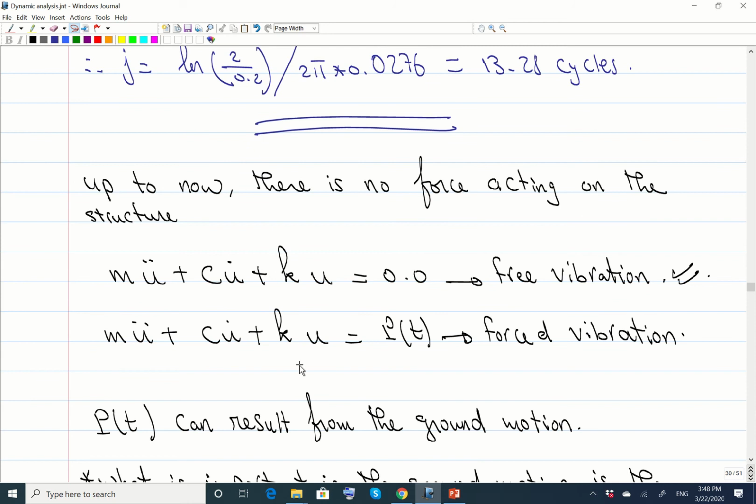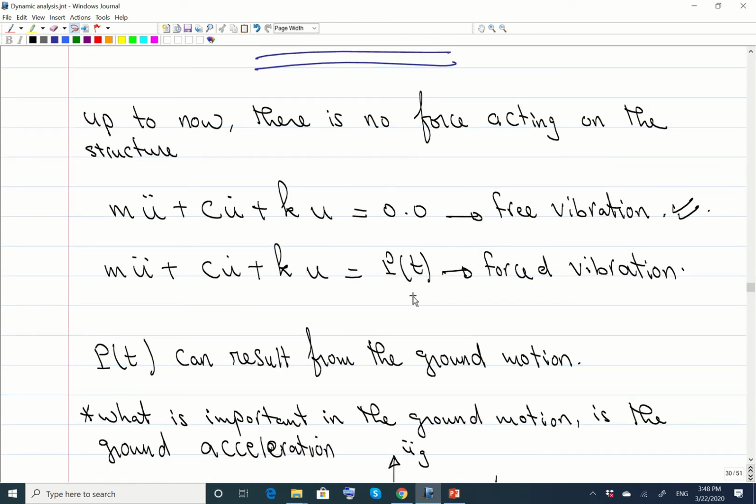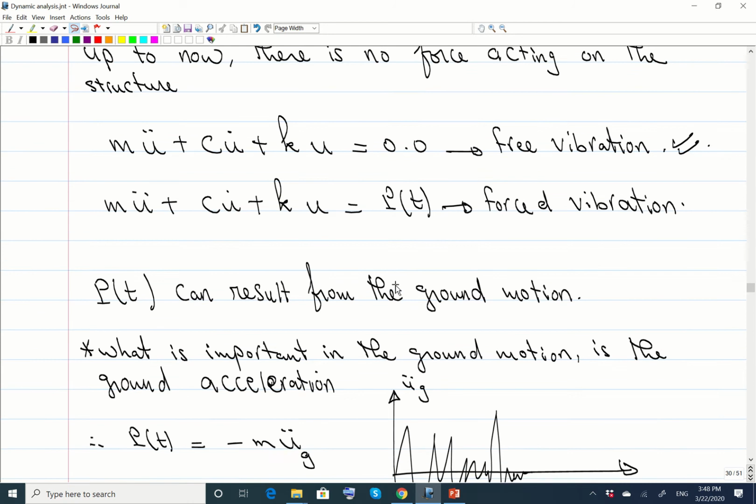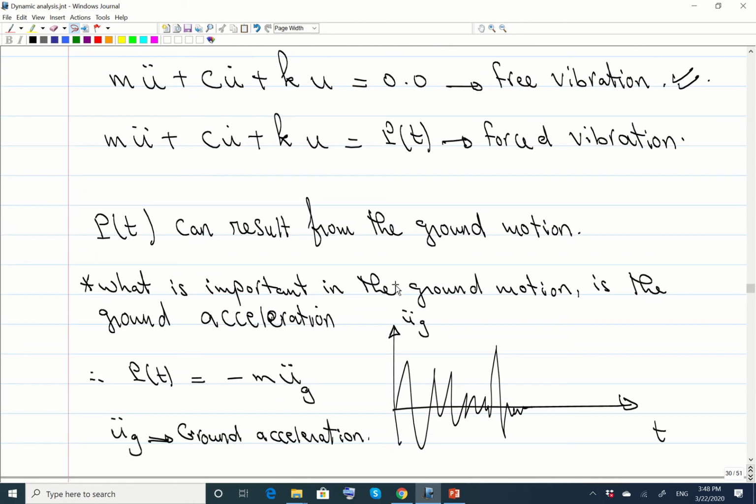So can we solve this? Yes, we can solve it depending on how P of t, the force, is changing with time. The most important thing here for earthquake engineering is that P of t will be a result of an earthquake. So what's an earthquake? You have a structure that is sitting on the ground, but the ground itself is moving. If the ground is moving so slowly, there won't be any force on the structure, exactly like the example that we mentioned earlier. You have the car and you have the cup of coffee in the car.